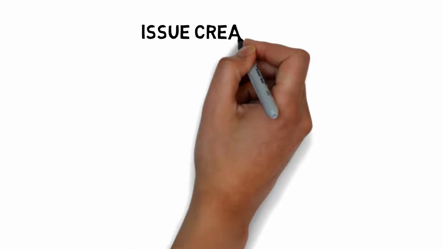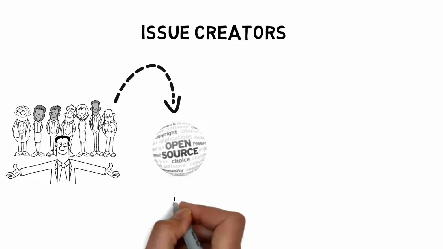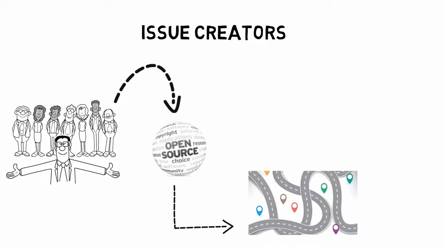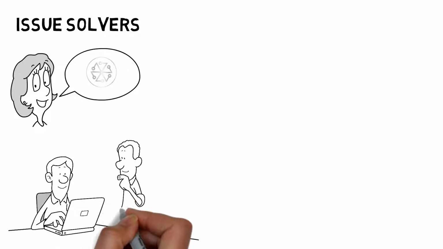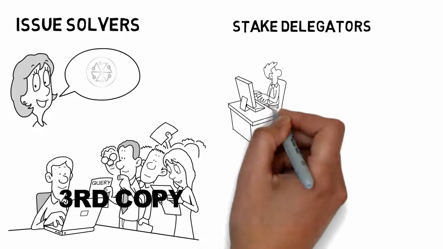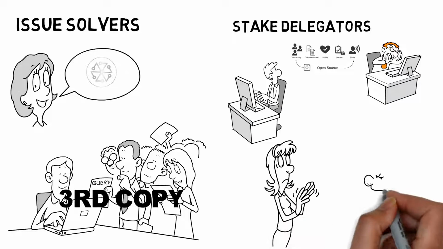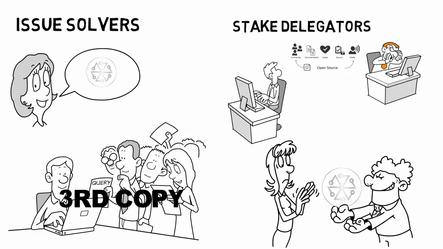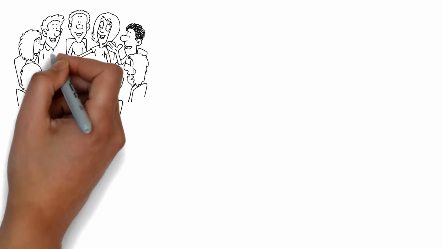Issue creators. These are the power users of a particular open source repository who seek to incentivize certain points in the open source project's roadmap by staking project tokens. Issue solvers. These are the developers who aim to earn project tokens by making pull requests that solve the issues raised by the issue creators. Stake relegators. These are people who are bullish on the open source project and stake their tokens behind key issues opened by the issue creators. Let us explore how these participants interact with each other to make the protocol work.